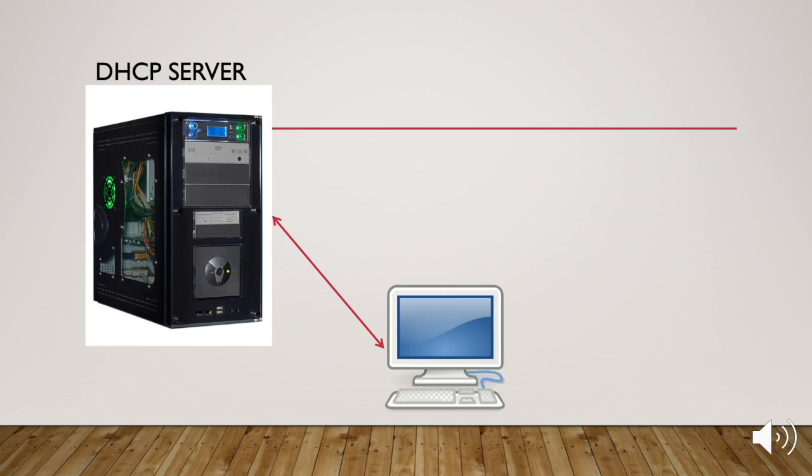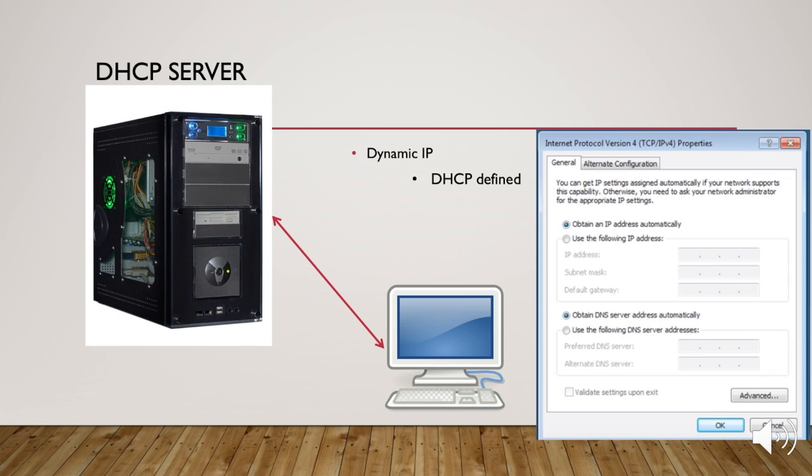Let's now take a look at dynamic IP. Dynamic IP is automatically assigned by the DHCP server and can be changed based upon the needs of the network. The network admin will open up the TCP/IP and select Obtain an IP address automatically, and by doing so, the client will communicate with the DHCP server to make a request for an available IP from the scope.